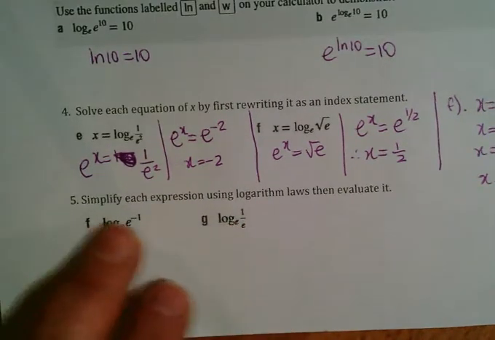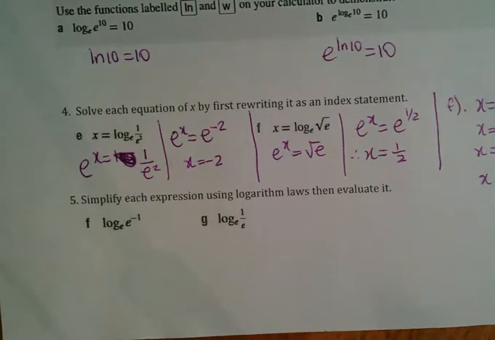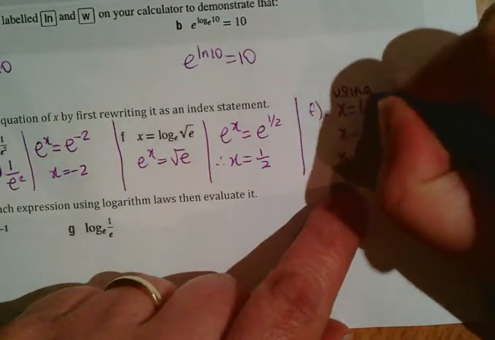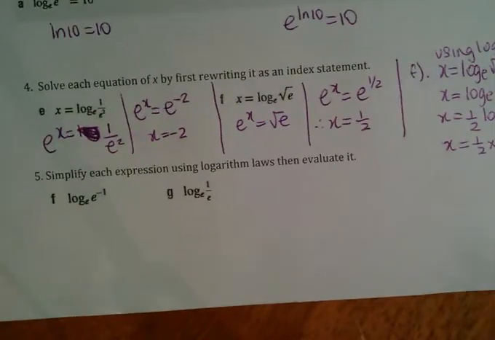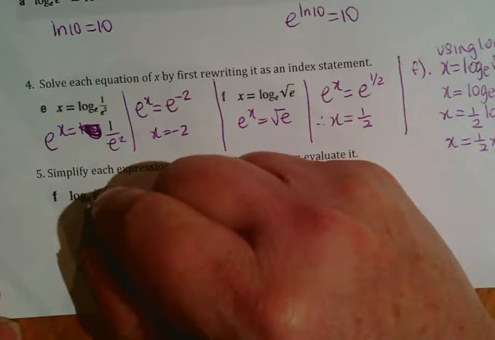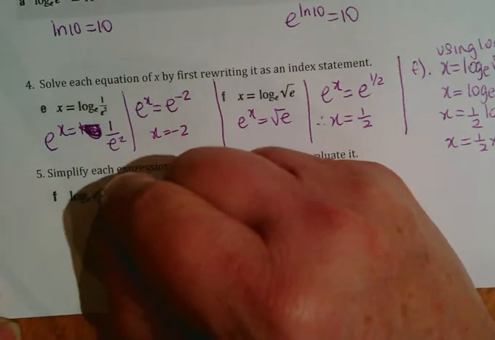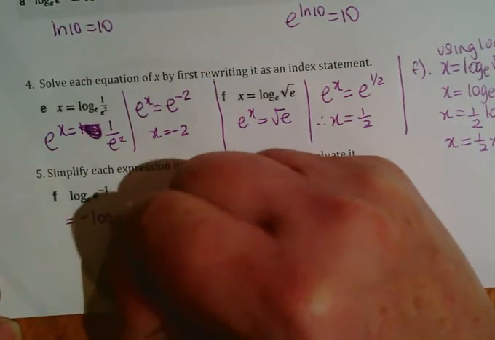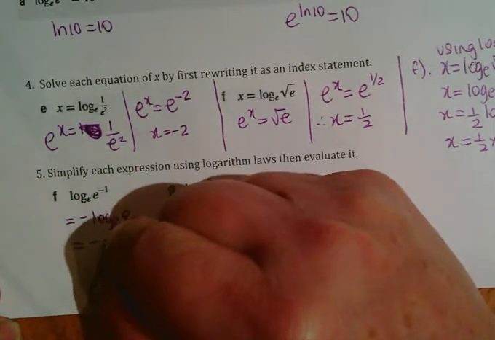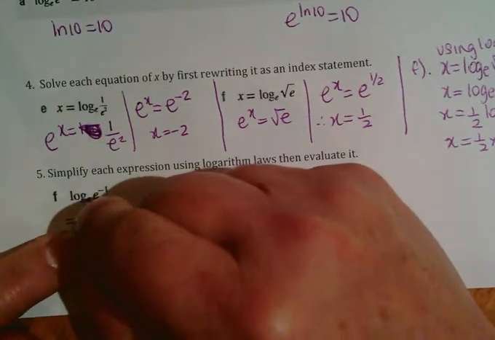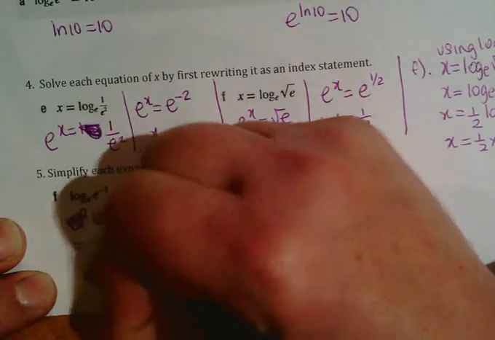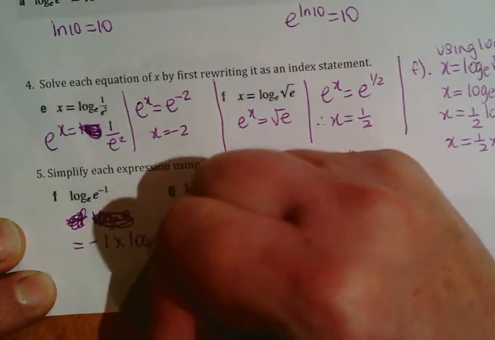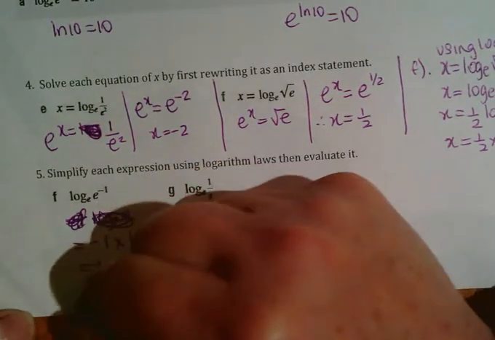Now this one is just saying simplify each expression using the log laws, which is what I actually did over here. So they're asking you to do that here in part 5. So we know that log to the base e of e to the power of negative 1 equals negative 1 times log to the base e of e, which is negative 1 times 1, which is negative 1.